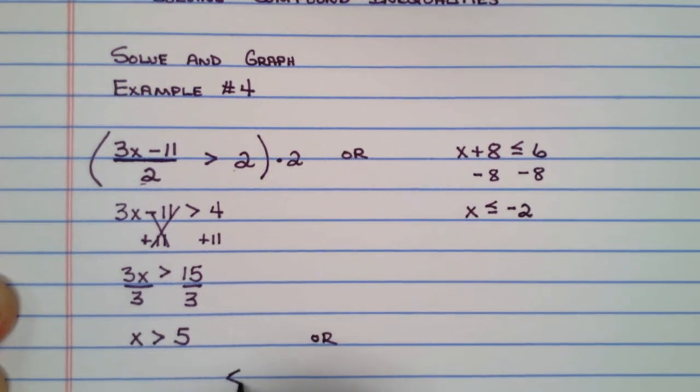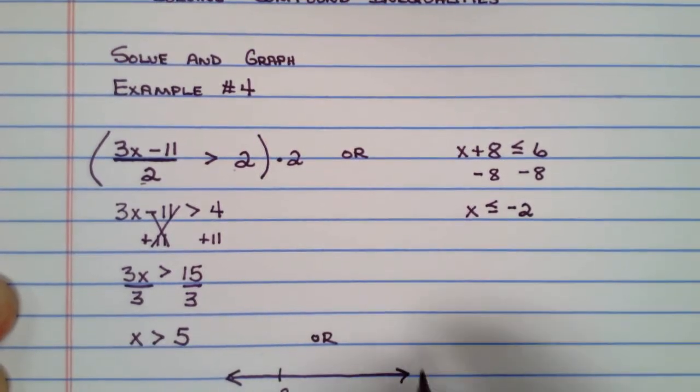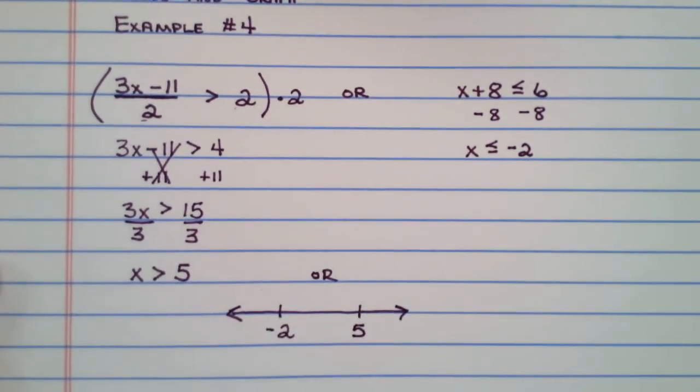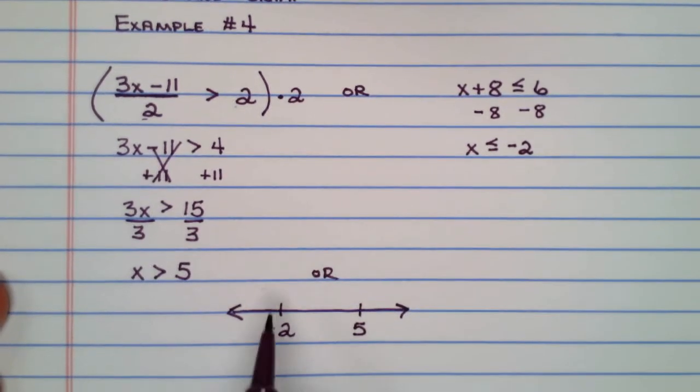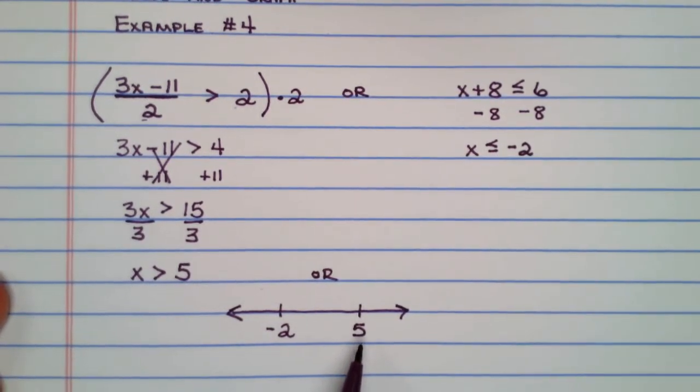I need to draw my graph for this. Remember, always put the smaller number over here. Of these two, which one's the smaller number? Negative 2. Larger number? 5. So my graph is going to look like this. Smaller number needs to go over here on this side. Larger number needs to go over here on this side.